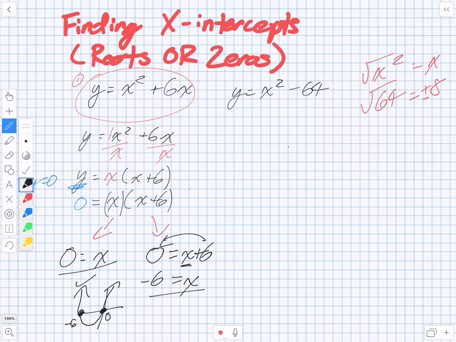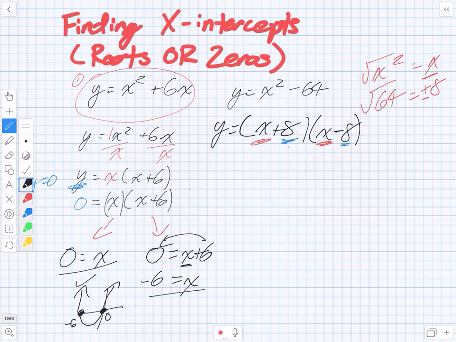Wonderful. So we're going to put this right away into factored form. Y is equal to, let's put the two brackets here. The first value in both of them is going to be the square root of the first term, so it's x. And the second value in each of them is going to be our other two answers: a positive 8 and a negative 8. So we have our factored form.